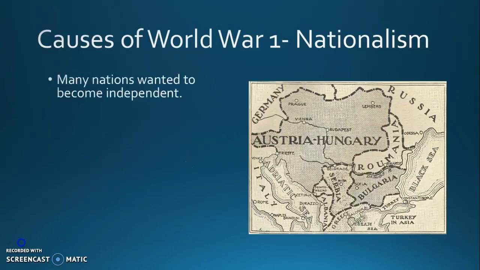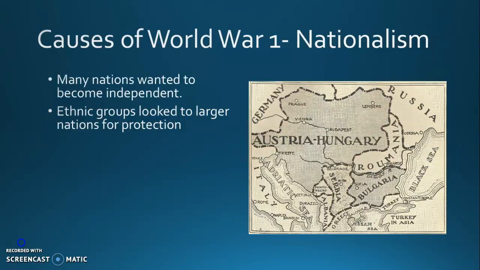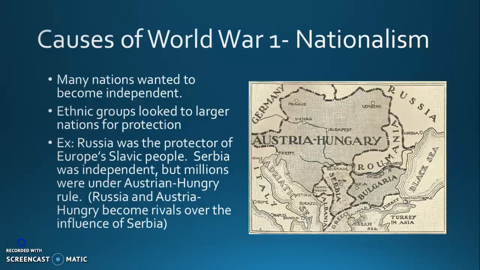Many smaller nations also looked to become independent. A lot of the smaller ethnic groups looked for protection from larger nations. That's when some of the larger nations would fight to become rivals over control over the smaller groups. For example, Russia was the protector of Europe's Slavic people. Serbia was independent, but millions were under Austria-Hungary rule. Russia and Austria-Hungary became rivals over the influence of Serbia.